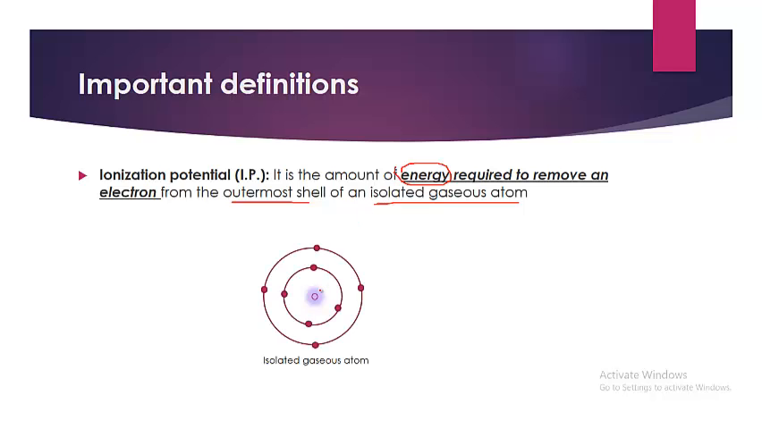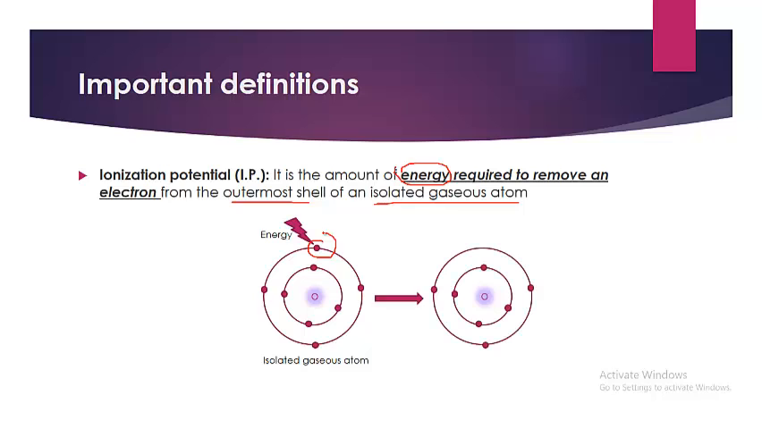Let's take this atom. This is an isolated gaseous atom, and then we are supplying some energy to knock off this electron. The energy that we need to remove that electron from the outermost shell is called ionization potential. Now we are forming a cation, because one electron is removed and we have a net positive charge on the atom.